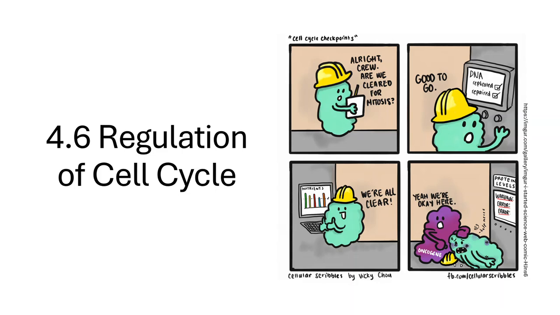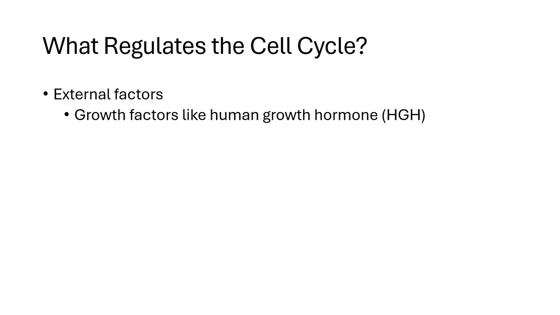All right, welcome, ladies and gentlemen, to our next lesson on how the cell cycle is regulated. So, first of all, what regulates the cell cycle? There are a number of factors. There are external factors, like are there growth factors, chemicals that are released in the body to trigger growth or proliferation of certain cells, like human growth hormone? Is there cell crowding? So, if there are a lot of cells in an area, you won't need to reproduce those cells, so therefore you don't need to have the cell cycle progress.